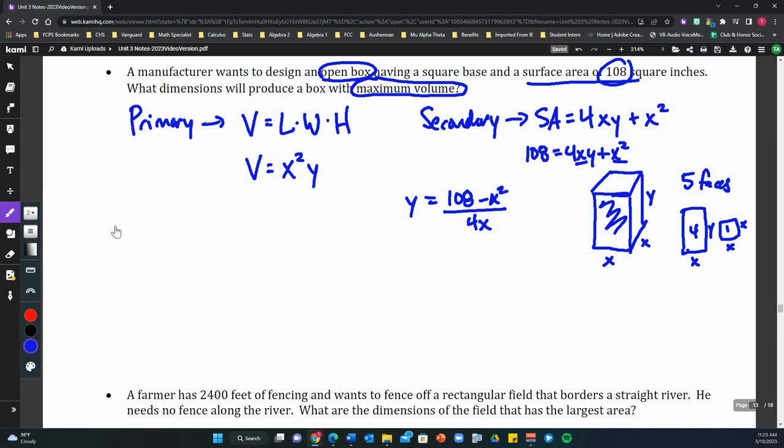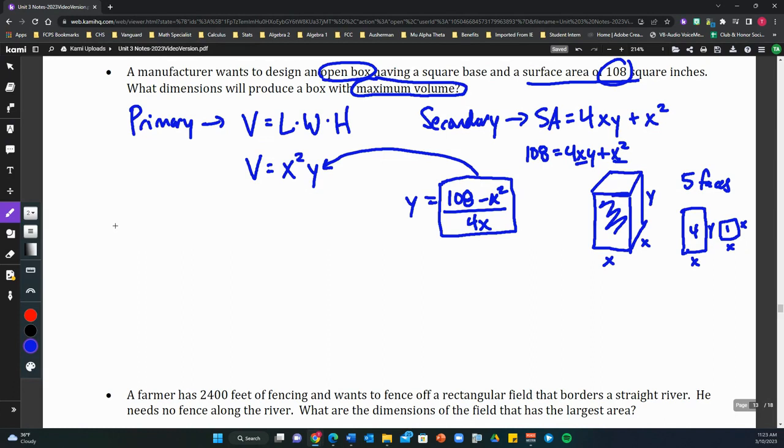So that is what the quantity of y is equal to. So what we can do now is that now that we have a secondary equation that is isolated for one variable in terms of the other, now I can just take this and substitute it into the primary equation.